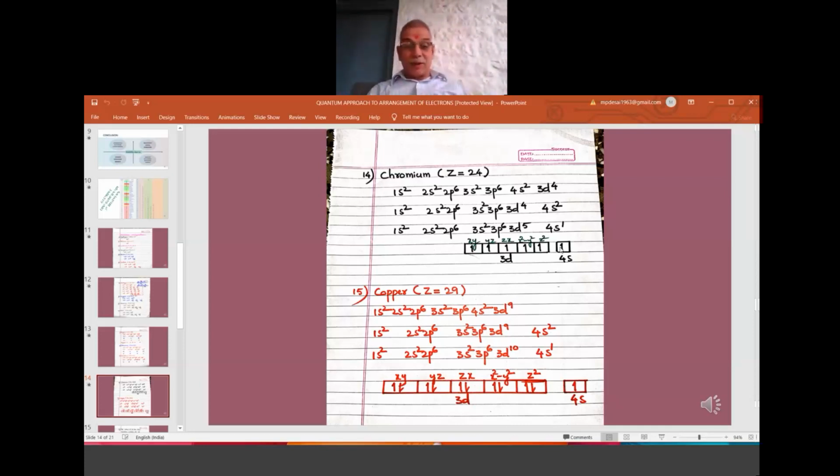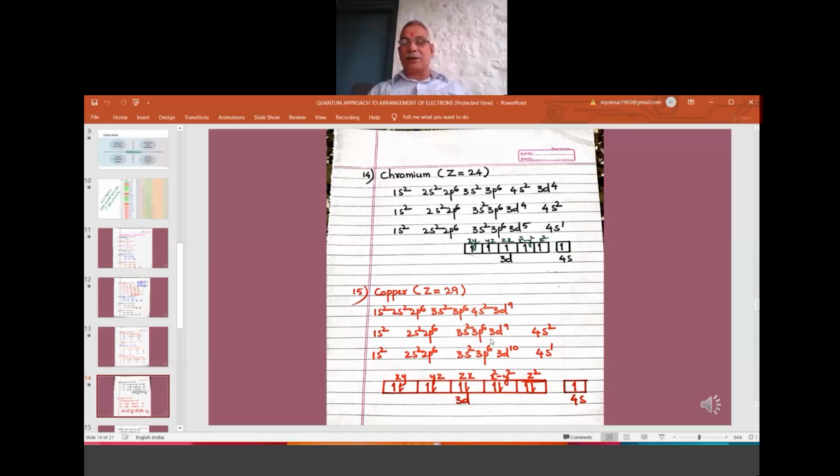In the same way, see copper also, atomic number 29. According to the first rule, 1s2, 2s2, 2p6, 3s2, 3p6, 4s2, 3d9. Now according to KLMN, the M shell has 3d9, very close to fully filled 3d10. So copper thinks, I am 3d9. If I become 3d10, I will attain stability.